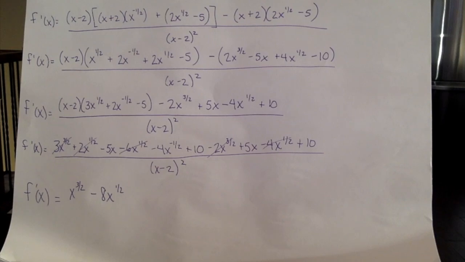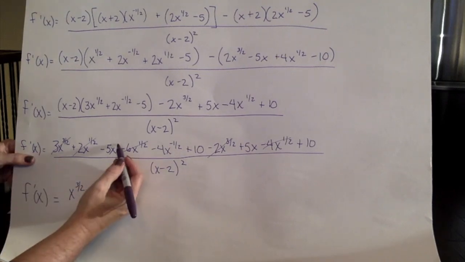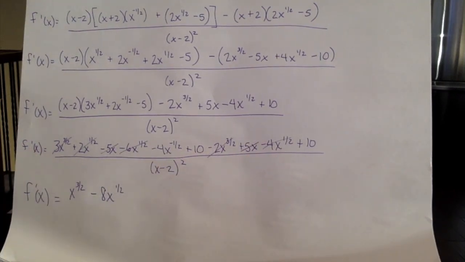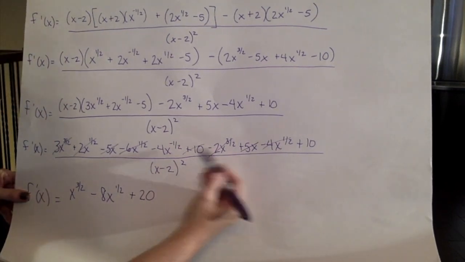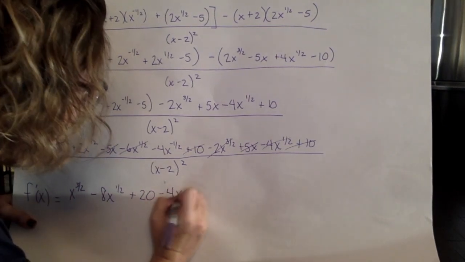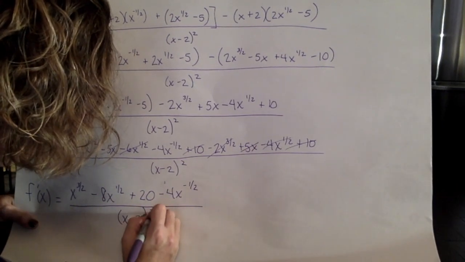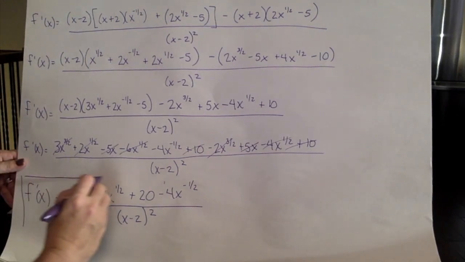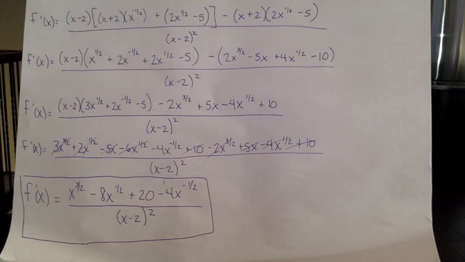Then I have negative 5x plus 5x. Those cancel each other, so that's nice. I've got 10 plus 10, which is 20. So I've got that. And then the last thing I have is this negative 4x to the negative 1 half. And that is all over x minus 2 squared. And that will be our final answer for this problem, where we had to use a product rule inside of a quotient rule.